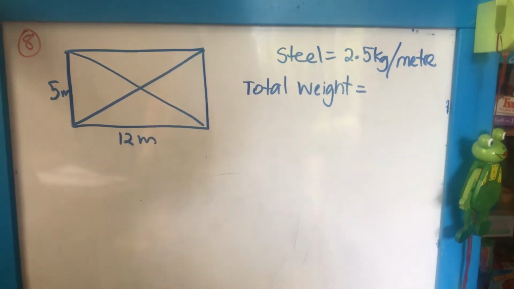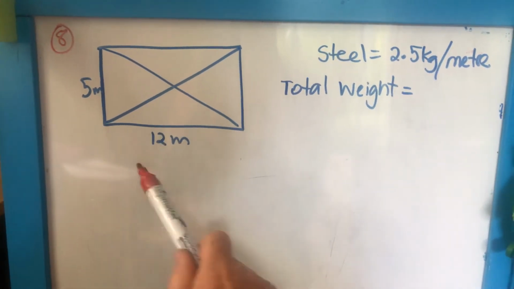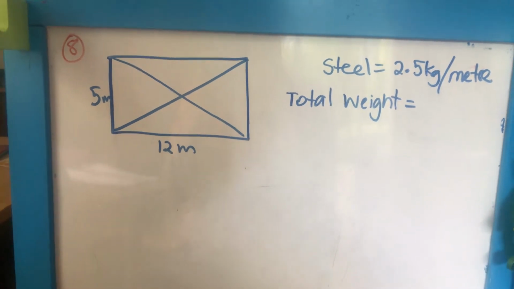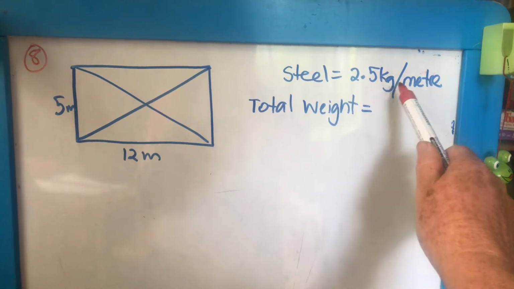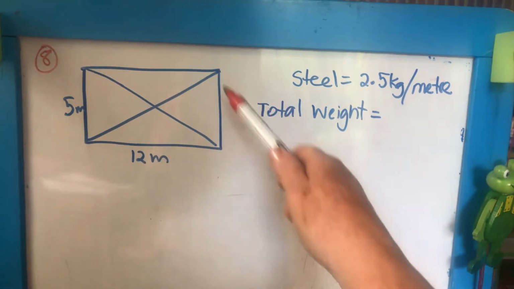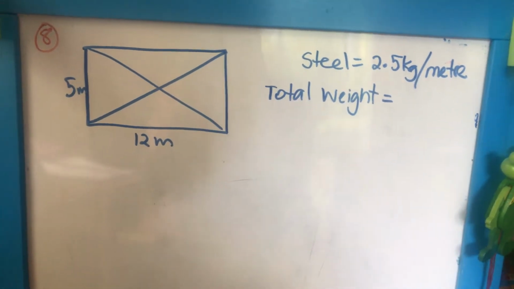First up, question 8. It's got a rectangular gate. We know rectangles have got right angles in the corner, so happy days. Our steel is 2.5 kilograms per metre. How much steel does it take, and so what's the total weight?